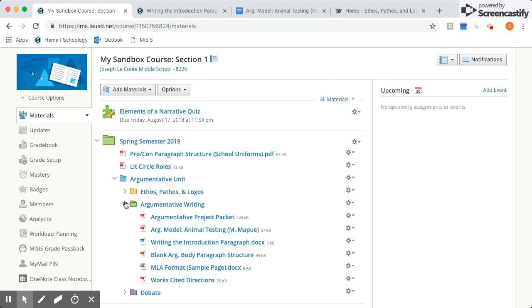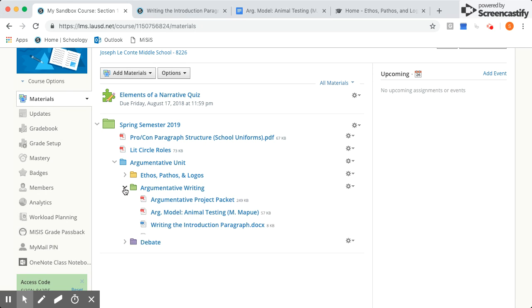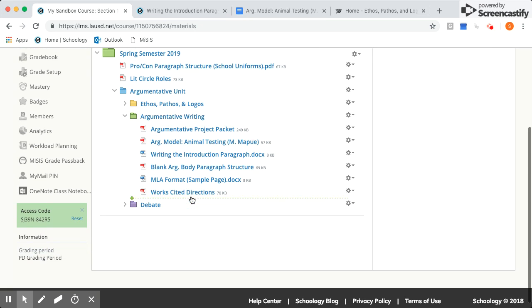Inside of it, we've got a couple different options. I'll show you this first: Ethos, Pathos, Logos, Argumentative Writing, and Debate. We will be using this green folder, Argumentative Writing. And I will be going back and forth between this model essay and writing the introduction paragraph. So I will go to this one right now, which will review the parts.